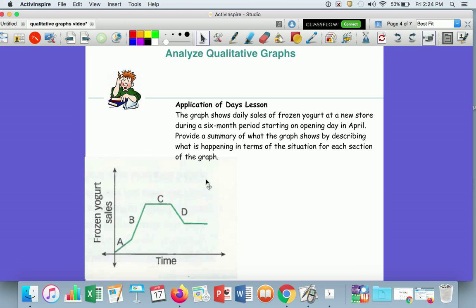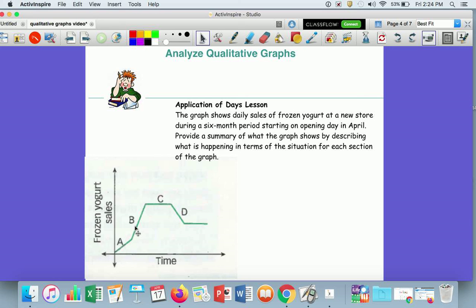If we look at this graph, they're asking you to figure out how the sales will go for a frozen yogurt. The graph shows the daily sales of a frozen yogurt at a new store during a 6-month period, starting on opening day in April. Provide a summary for what the graph shows by describing what is happening in terms of the situation for each section of the graph. Well, the store opens in April, so it starts to gain people.